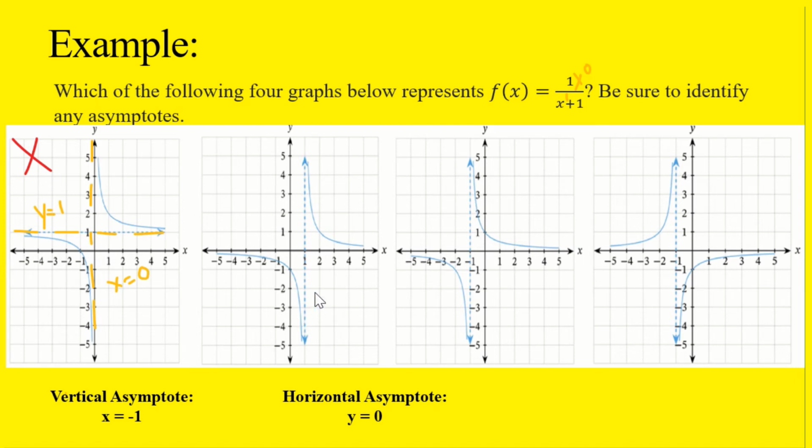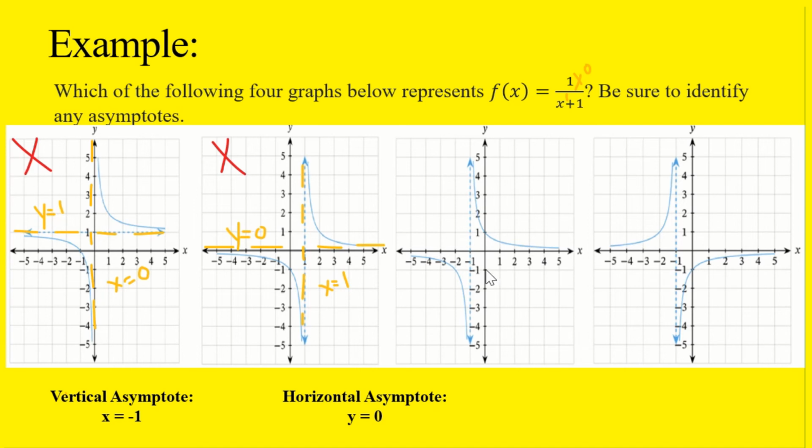Now let's take a look at our second graph here. It looks like we have a vertical asymptote here at x equal 1, and then it looks like we have a horizontal asymptote here at y equals 0. Well, only one condition is satisfied. The horizontal asymptote is the case that we have. However, the vertical asymptote is not. So we can also eliminate this graph.